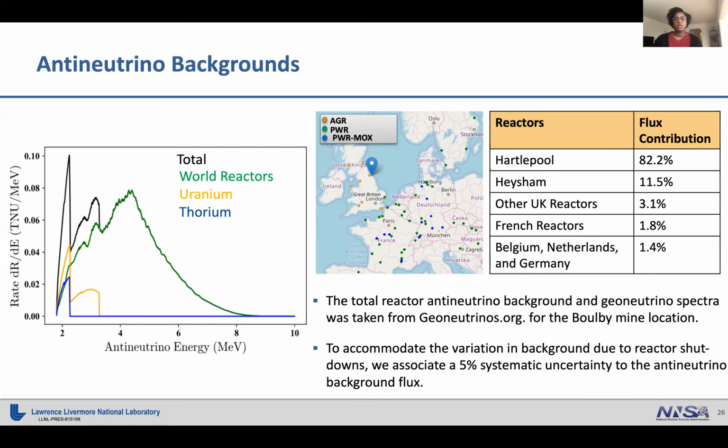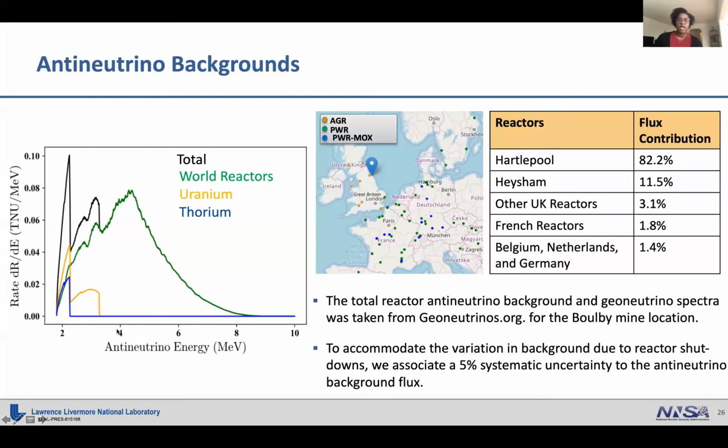And so we use this tool called geoneutrinos.org to understand our antineutrino backgrounds. And then in addition to antineutrinos from nuclear reactors, we're also going to see geoneutrinos from uranium and thorium in the soil. Thorium, luckily, has antineutrino emission lower than 2.6 MeV, so we don't expect to see a lot of those antineutrinos within our detector. However, there are some contributions from the geoneutrinos from uranium that may leak in, and so that's a background that we quantify as well, along with the rest of the world reactor background.